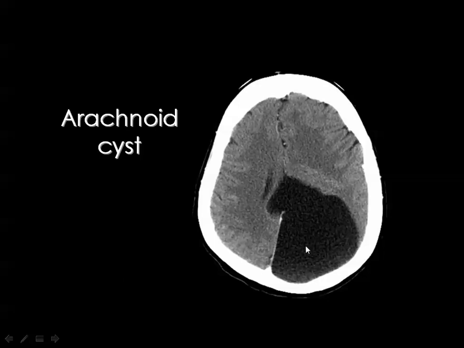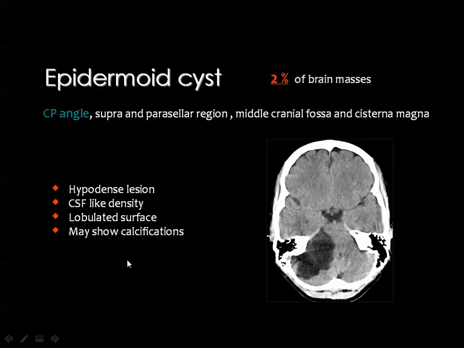This is arachnoid cyst. Then we come to the epidermoid cyst, which represents about 2% of intracranial masses. It has a characteristic location at the cerebellopontine angle region, but can occur in the suprasellar or parasellar region in the middle cranial fossa, as well as in the cisterna magna, and also it can occur inside the ventricle. This cyst has a characteristic hypodense appearance on CT, and on MRI it will have a low signal in T1 and a high signal in T2.